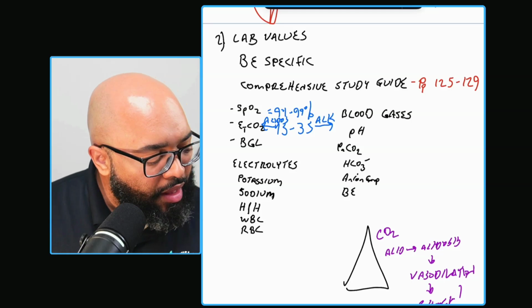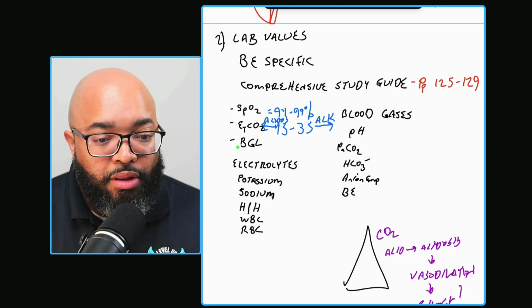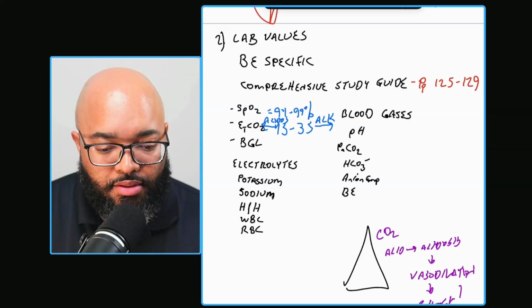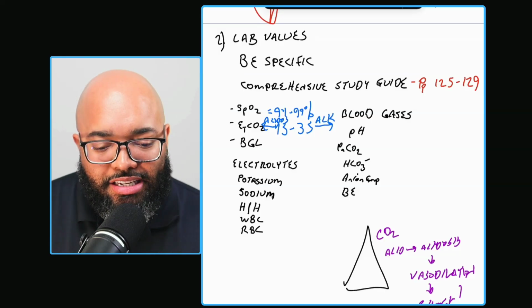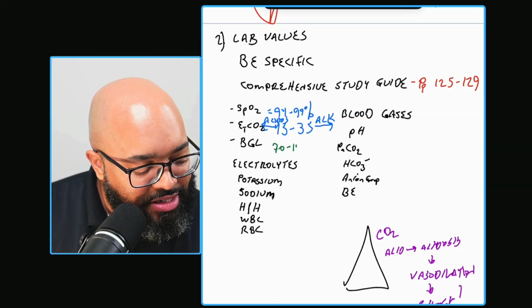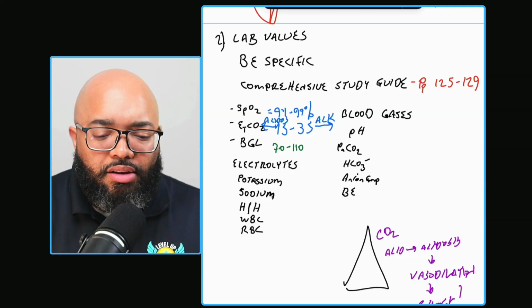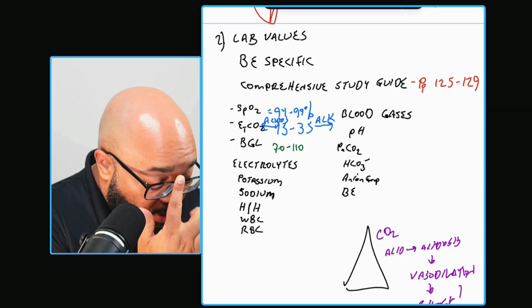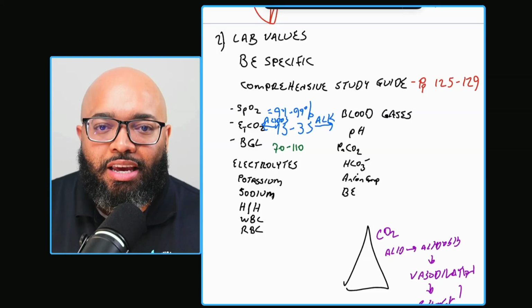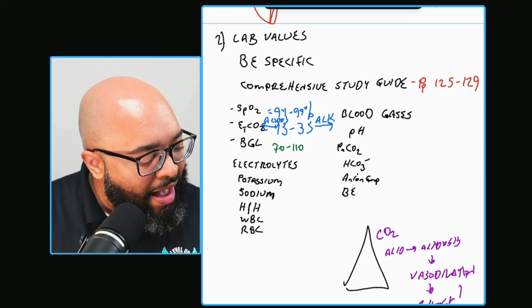Okay, what's our normal value for our blood glucose level? Different books will say different things there. I'm going to go with about 70 to 110 or 70 to 120. 70 to 110 is where I'm going to go. Once they get below 60, regardless of age, we're going to say they're hypoglycemic.